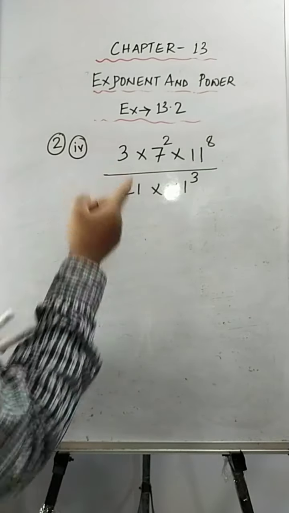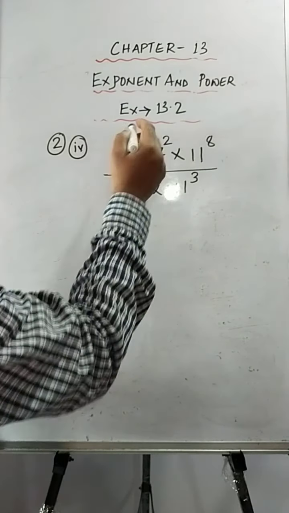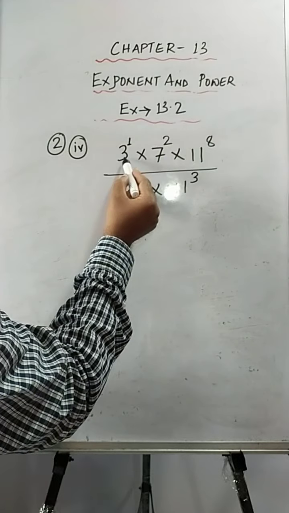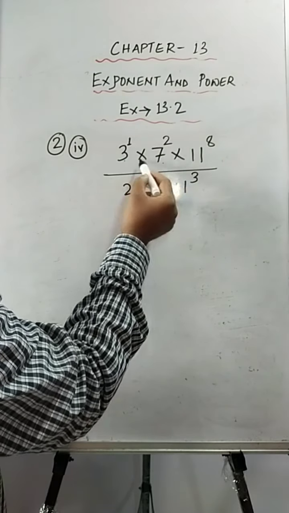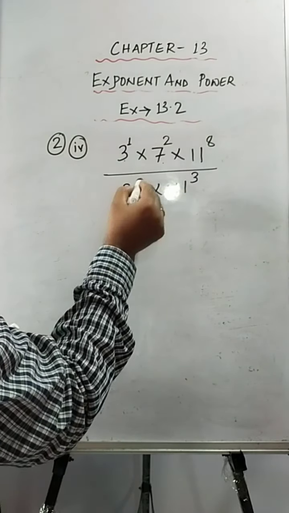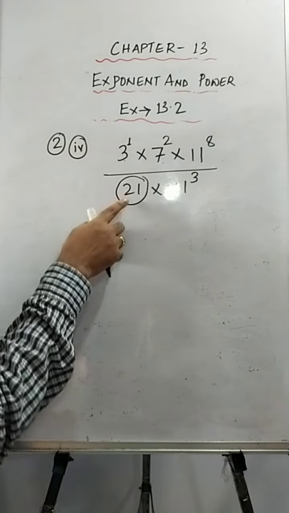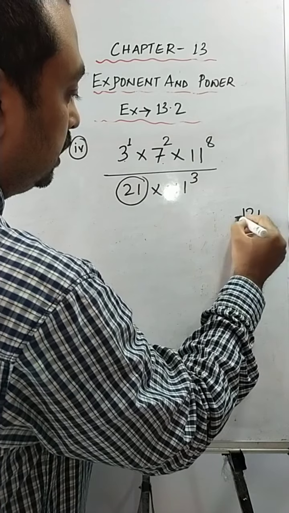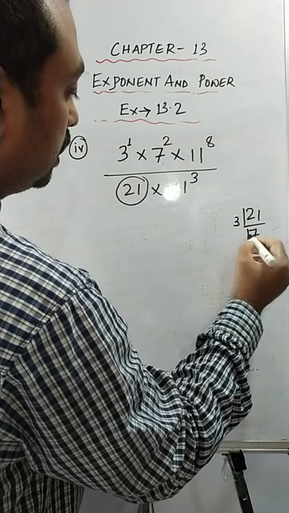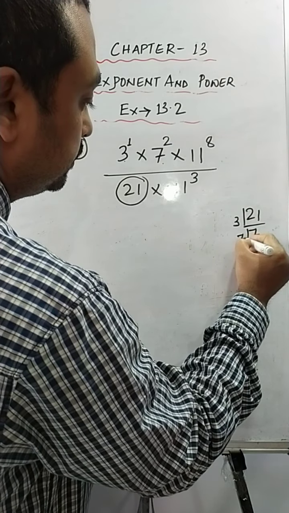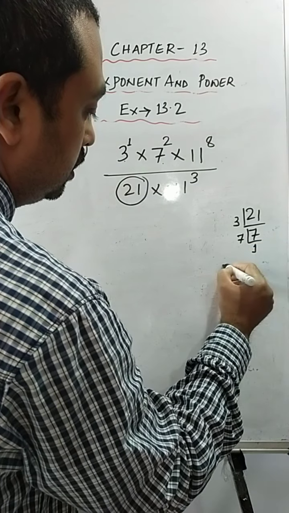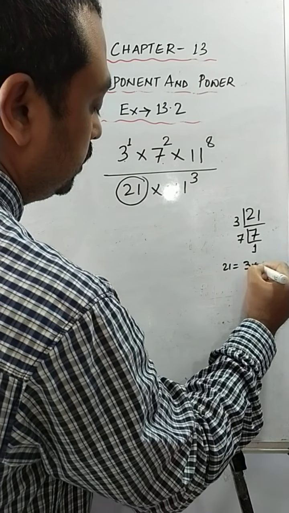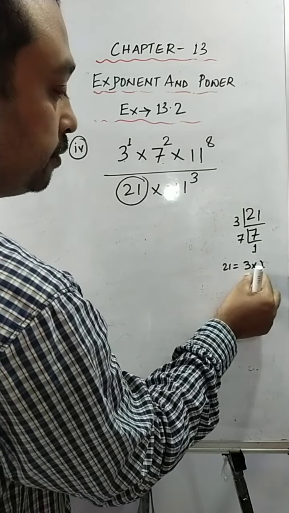Even this 3 also is in exponential form, because it is carrying 1 as a power, and we cannot break 3, 7, 11, 11 because they are all prime numbers. But obviously we can expand this number, isn't it? So in place of 21, what can we write? If you prime factorize it, what will we get? 21 is 3 into 7. So in place of 21 we can write 3 into 7.